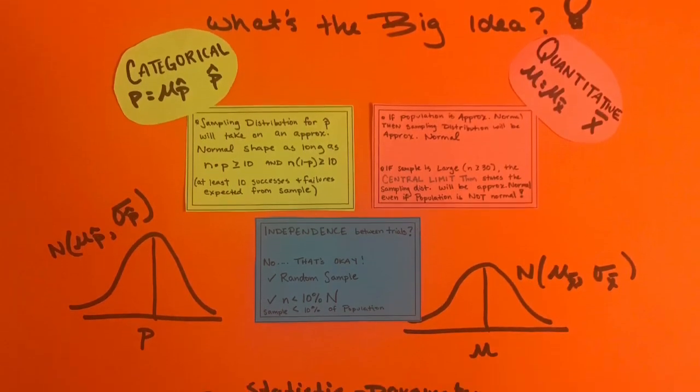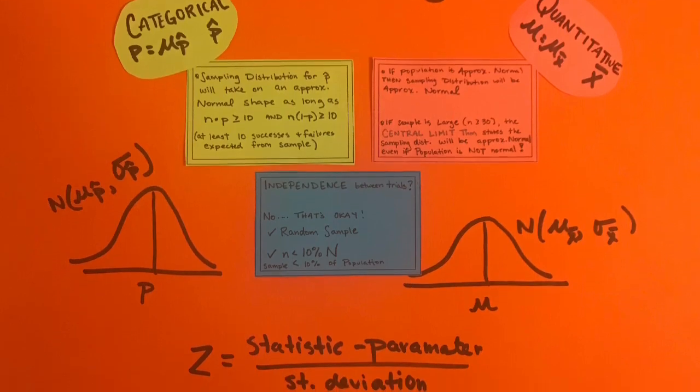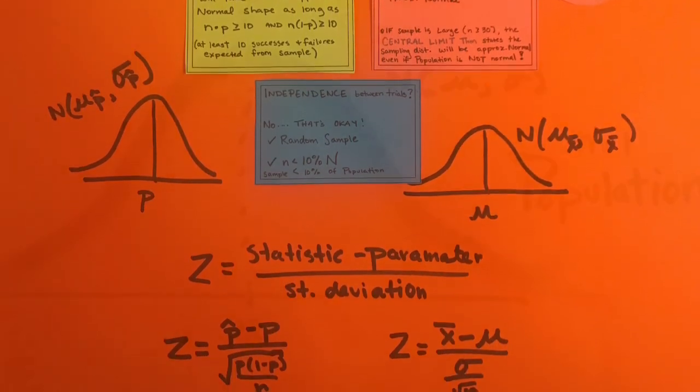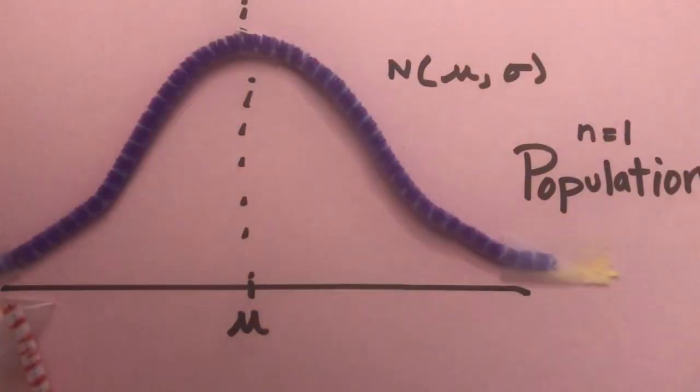Isn't this so exciting? We've just shown that we can use normal calculations, normal CDF, even if our population isn't normal to begin with. Now let's examine this population a little bit closer. Say we do have a population that is normally distributed. That would mean we have a sample size of 1. Its center is mu and its standard deviation is sigma. It takes on this normal shape, which I have sketched here using a pipe cleaner.